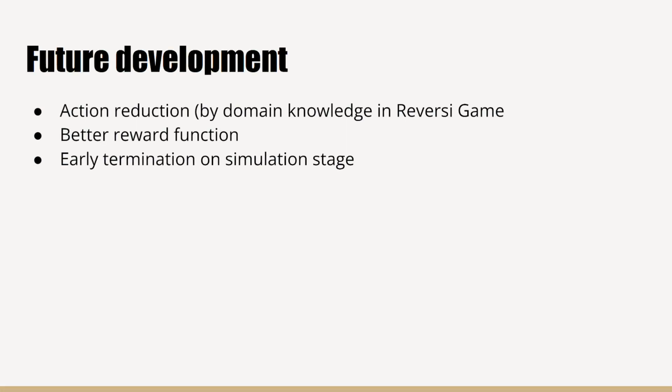In future development, we need to find a way to reduce the demand for computing power for one iteration in the MCTS. The first method is to use domain knowledge of the Reversi game to figure out which move can get high reward. Second, we need to build a better reward function. Then the MCTS can find the highest reward action earlier. The third point is earlier termination in the simulation stage. For example, instead of sampling to an arbitrary depth, we can evaluate like a minimax search so that it can terminate faster in the simulation stage.